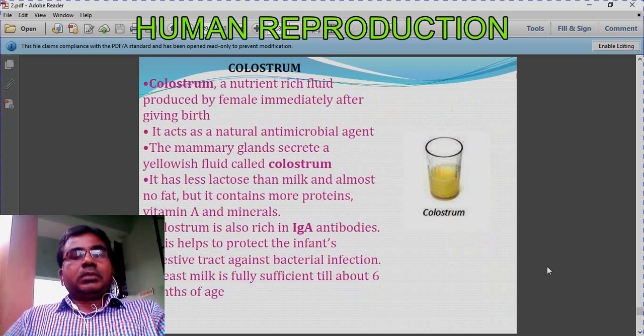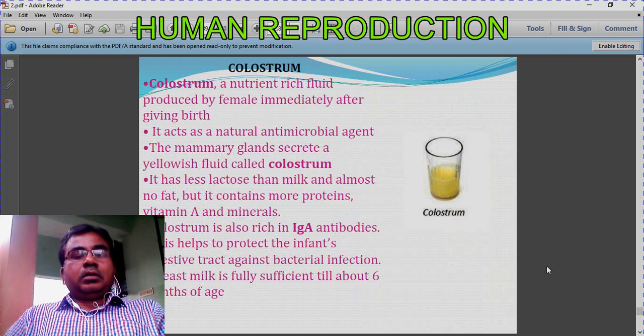Colostrum. The milk which is produced by the female immediately after the birth, that is colostrum. So what is the importance of this colostrum? It is an antimicrobial agent. It acts as an antimicrobial agent.